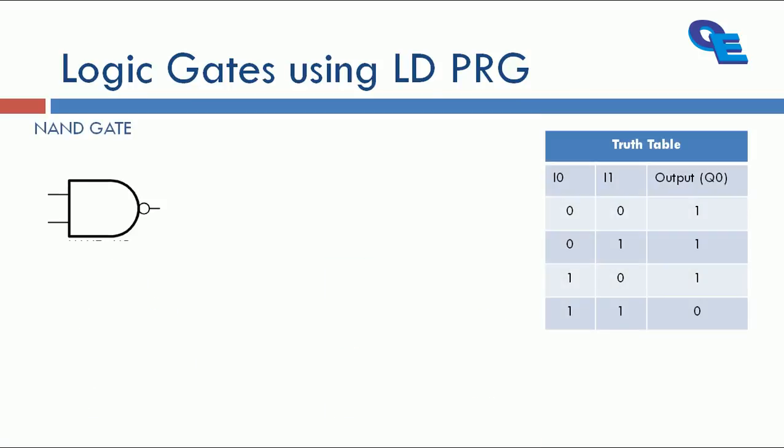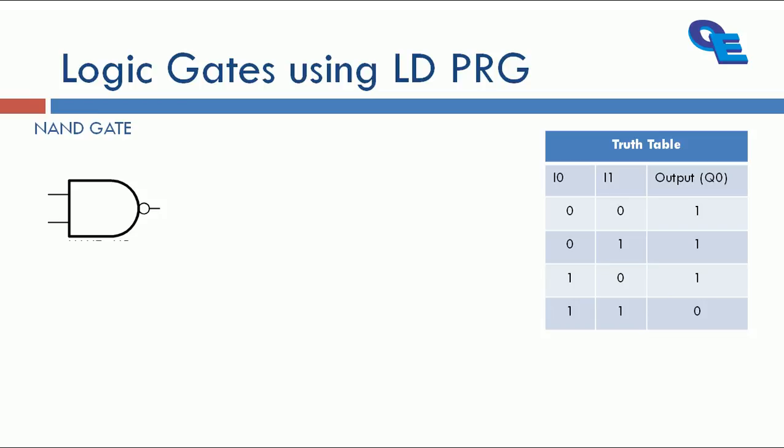Now next gate will be NAND gate. NAND gate is the inverted output of AND gate. When 0 0, meaning both the inputs are not triggered, output should be high. When any one of the input is triggered, output should remain in high condition. When both inputs are triggered, output should be low. Simple electrical circuit will be like this.